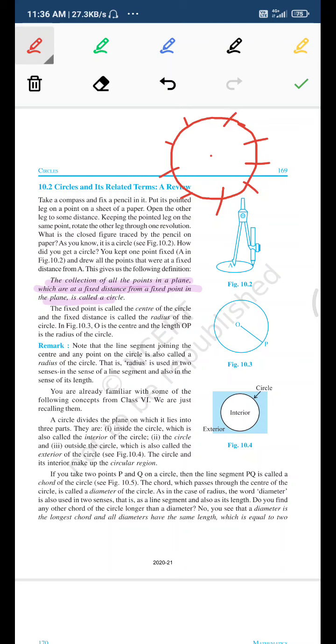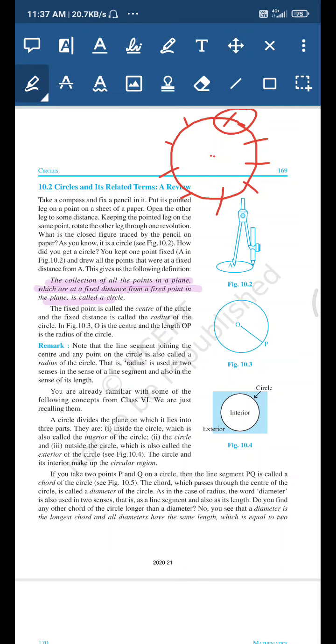If any one seat breaks from the middle, then that will not be a circle. And the center of the giant wheel, the fixed point, is called the center of the circle. The fixed point in it is called the center of the circle, and the fixed distance is called radius. So you can note down all these definitions from the reader, page number 169.